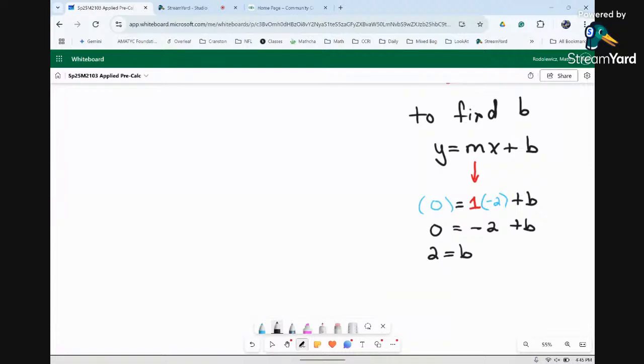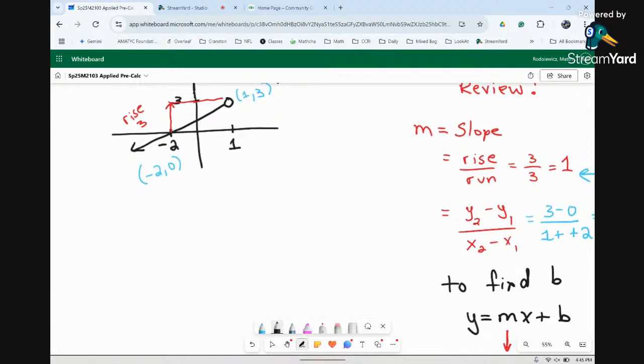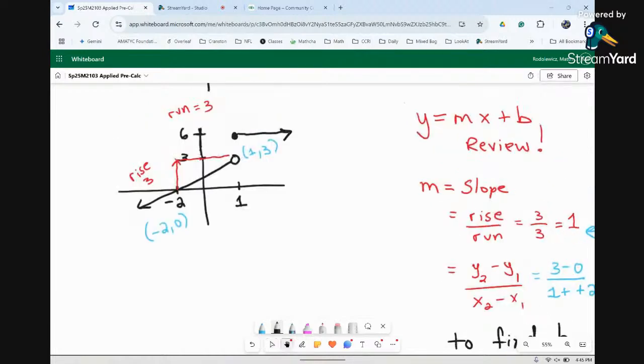Okay, so that's my review on y equals mx plus b. I'm not going to do much more. We're going to use it, but this isn't college algebra. We would spend more time doing that. That's a review. If you need more than that, tutor, YouTube, I'm going to post a link. It's on you. But that's that.